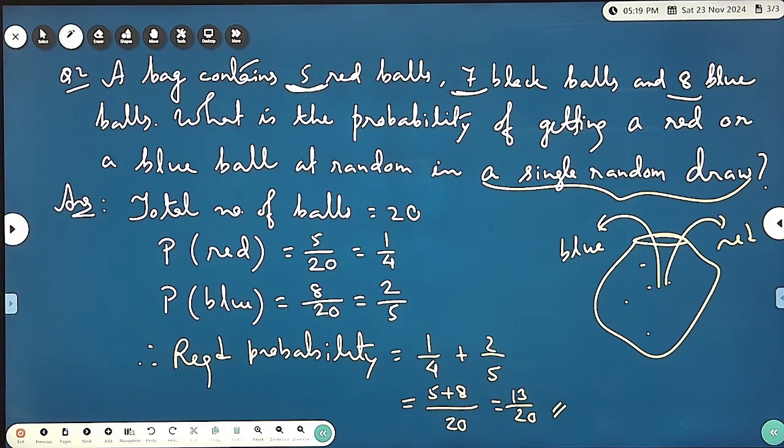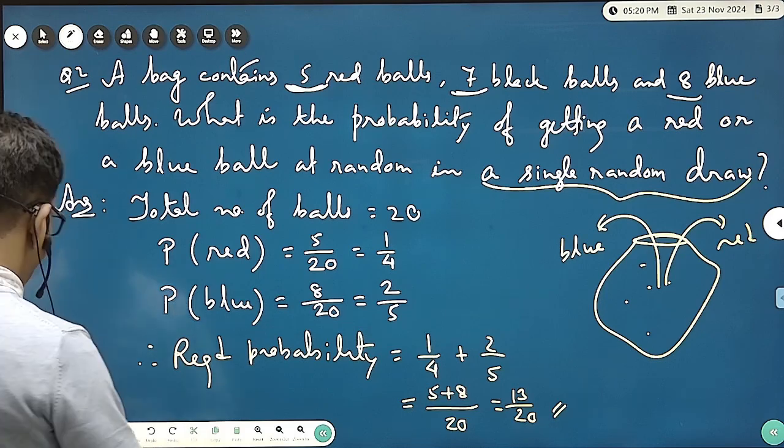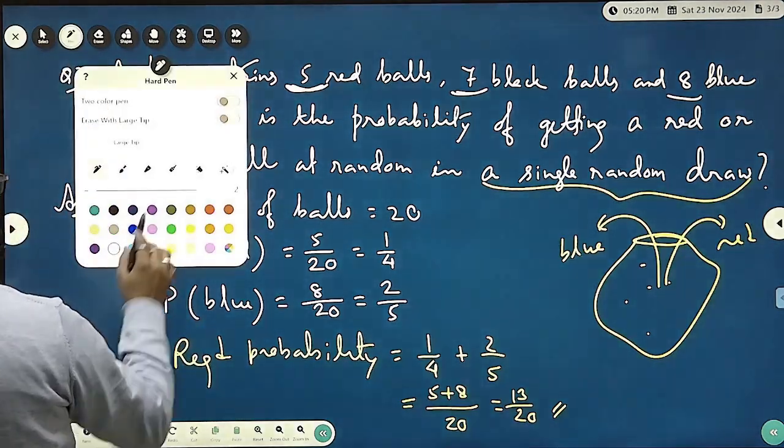Is it okay? So I'm just highlighting the rules for when you will add. There is also a multiplication principle. This is the addition principle for independent events. I'm also explaining when you need to multiply. Okay, so this is the second example. Done. Let's go for the third example.